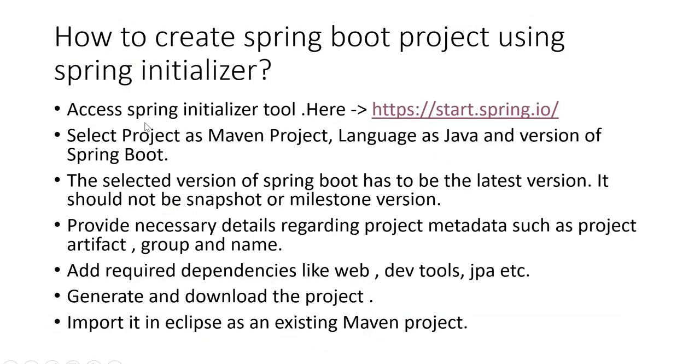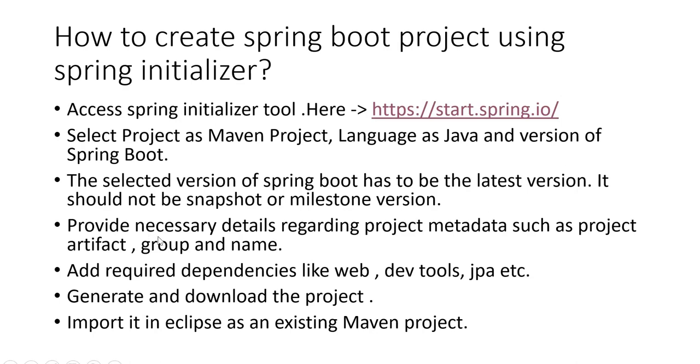Okay, so first of all we have to access this URL, and on the Spring Initializer tool we have to select the type of project. So it will be a Maven project, language is Java, and then the version of Spring Boot. We always select the latest version of Spring Boot. I would suggest never select a snapshot or milestone version because they are not complete. Sometimes they are not compatible with the other plugins.